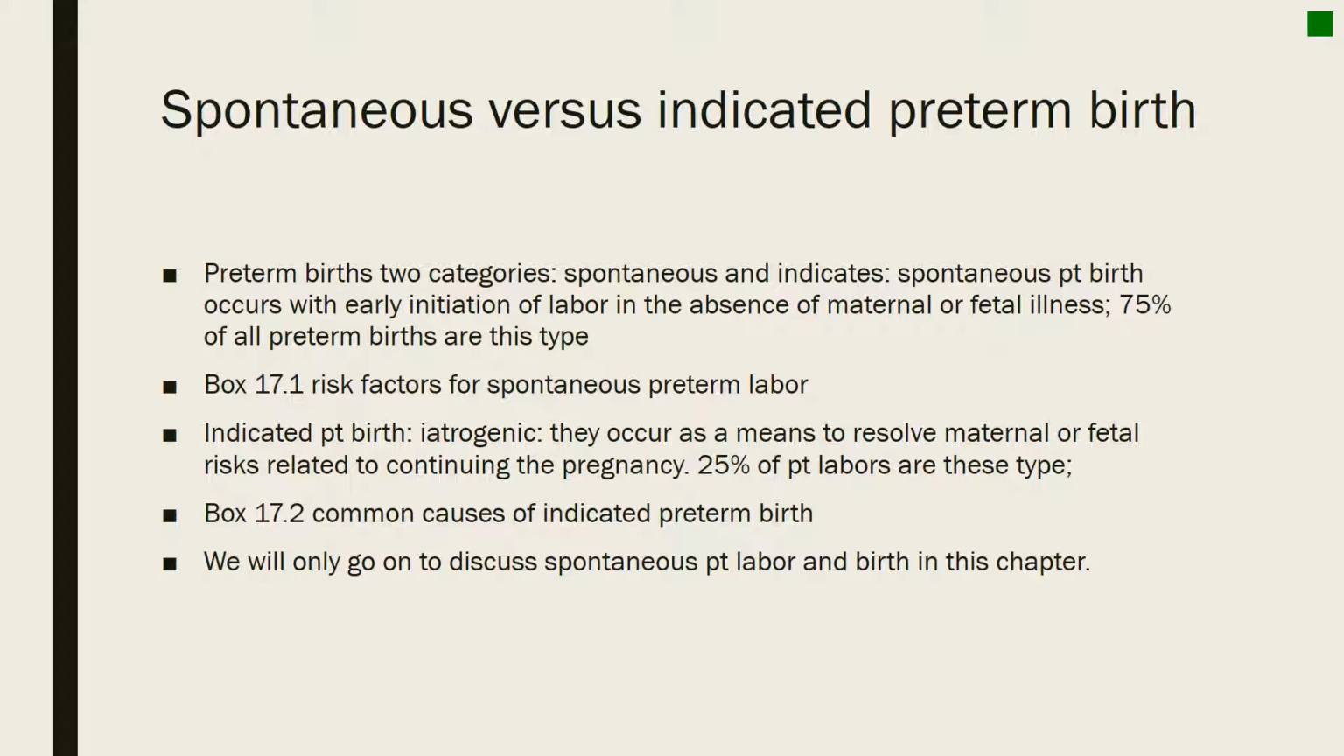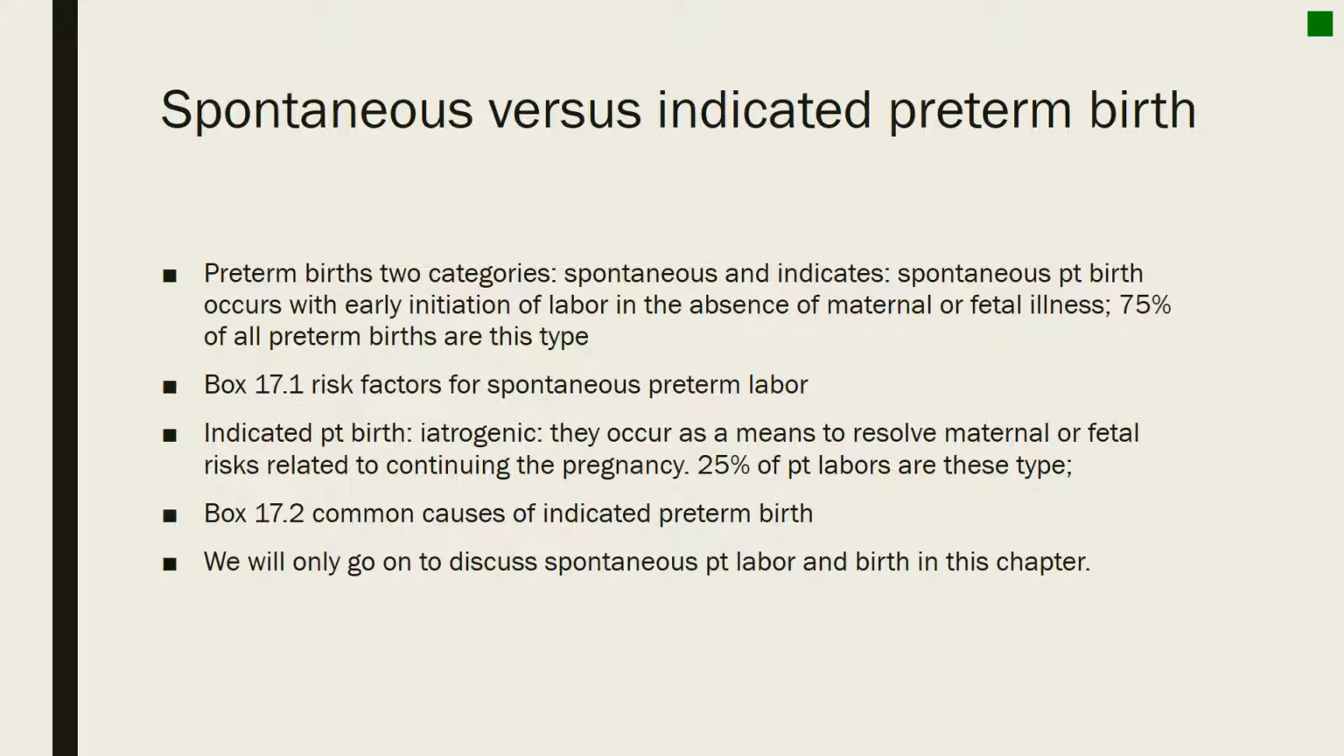All right, spontaneous versus indicated preterm birth. There are 2 categories. Spontaneous occurs with early initiation of labor in the absence of maternal or fetal illness. 75% of all preterm births are this type. Box 17.1 on page 419 has the risk factors for spontaneous preterm labor. If there's genital tract colonization infection, African American race, any kind of bleeding of uncertain origin, maternal cigarette smoking, substance abuse, those are just to name a few.